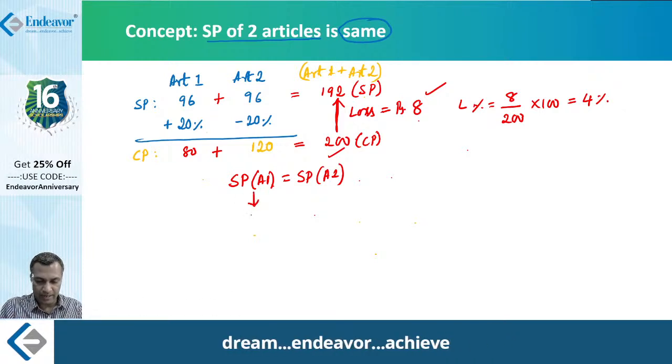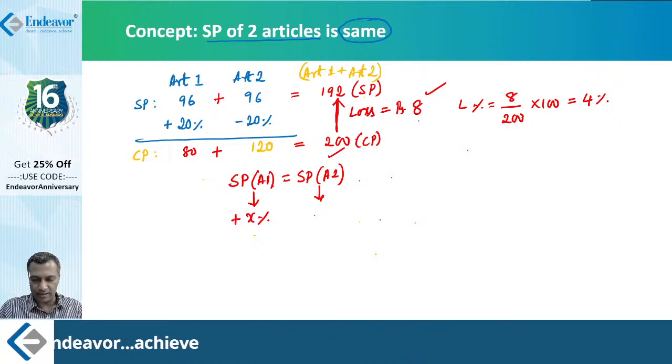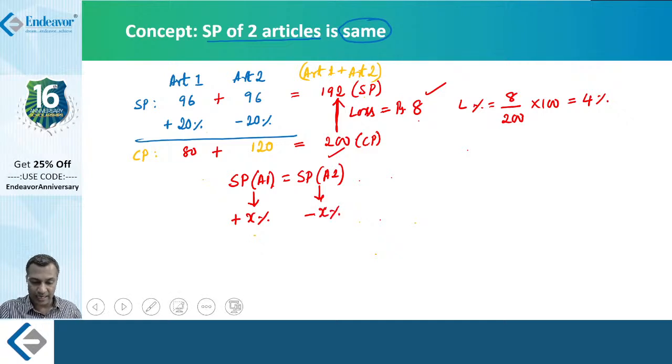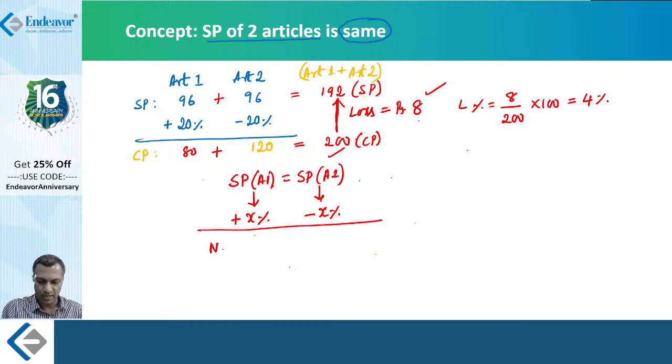So on the first article, he made X% profit. On the second article, he made X% loss. On the second article, it cannot be X and Y. Now be mindful, it should be the same number. Then the net transaction, only this is the information given. That's it. Now the resultant.